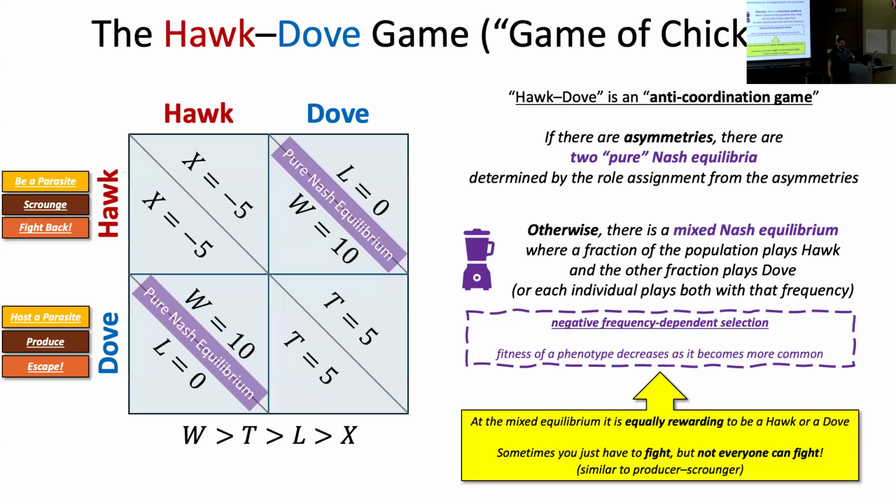All right, before I go to an example of that with these left mouth and right mouth fish, are there questions about this general framework that I claim all of these things fit underneath? Producer-scrounger is a hawk-dove, the stalk-eyed flies is a hawk-dove, and so on.